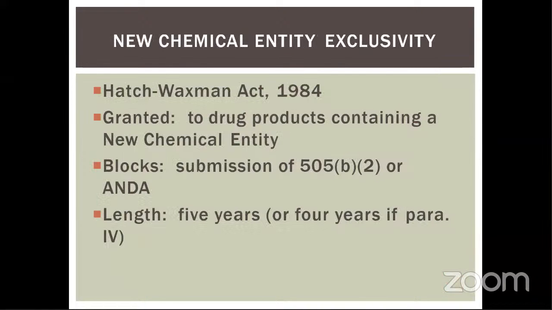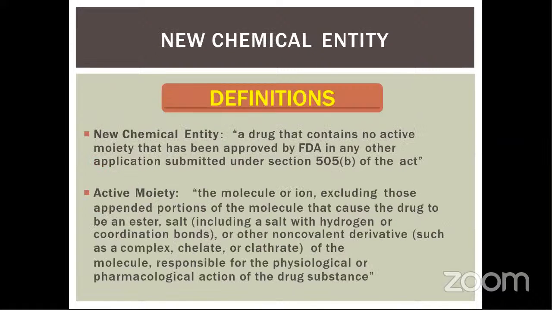So, new chemical entity, NCE exclusivity, that is according to the Hatch-Waxman Act 1984, which is granted to the drug products containing a new chemical entity, which is also submitted according to subsection 505(b)(2) or ANDA. And how much time is required? 5 years, or 4 years if paragraph 4.